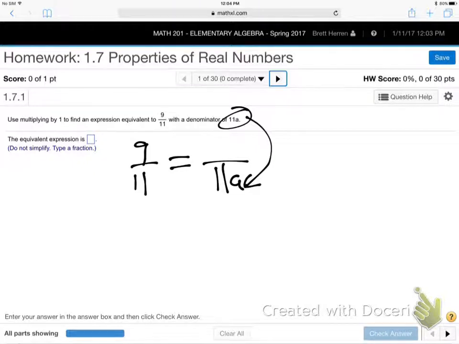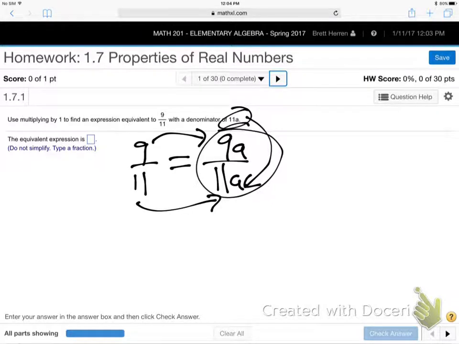Okay, it's kind of weird. All right, I'll do it. See how I've changed the bottom from 11 to 11a. Do I have to also change the top in the same way? You do. Remember, whenever you do something to the bottom of a fraction, you have to do it to the top of the fraction as well. So it becomes 9a. And that's all they want. Now, you'd be right to look at that and go, hey, that needs to be reduced.